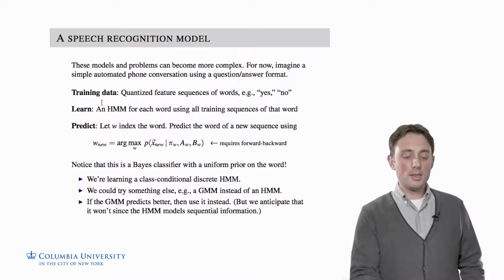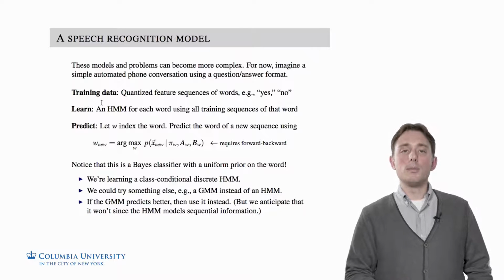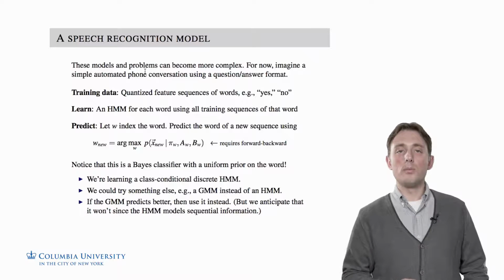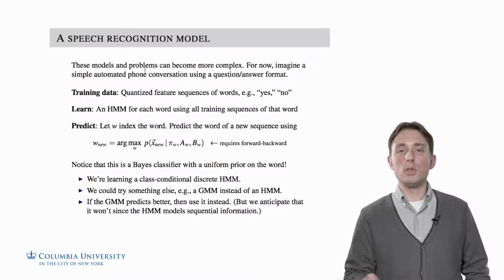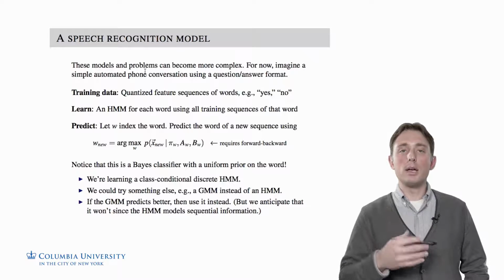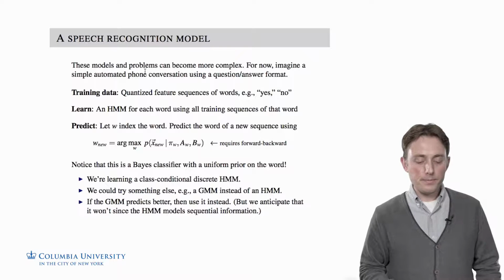So let's now look at a simple speech recognition model. This is not the state of the art. This is not what your iPhone's doing. This is, for example, a scenario where we're doing an automated phone conversation, like where you call your credit card company and you tell them names of countries that you're going to be traveling to, something like that. They want to recognize the names of those countries. They want to recognize the purpose of your call. So a simple question-answer format.